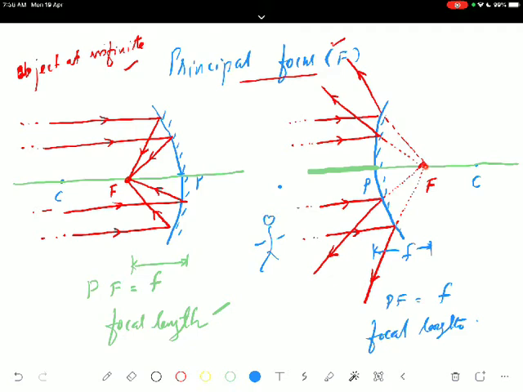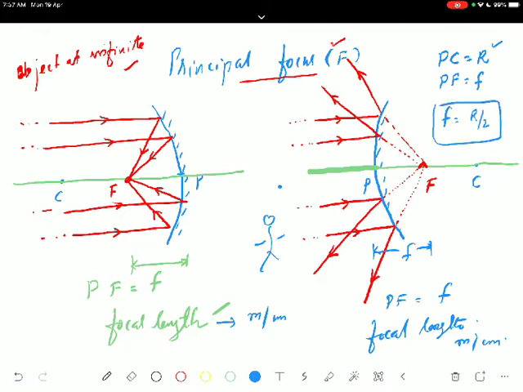It is a length, so its unit will be meter or centimeter. You have to remember this point. P to F distance is the focal length of a mirror, and P to C is the radius of curvature, usually represented by the letter R. So you can remember 2 points here: PC is the radius of curvature R, and PF is the focal length. The relation is that focal length is equal to half the radius of curvature of a mirror. It's a very, very important relation for 1 mark question.